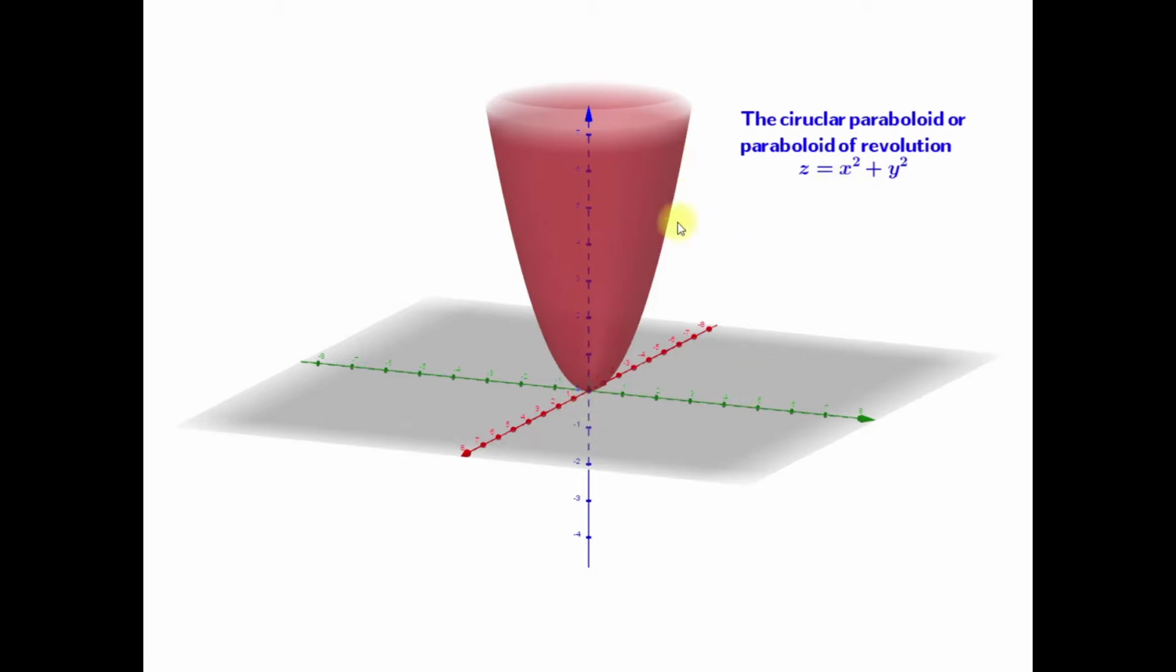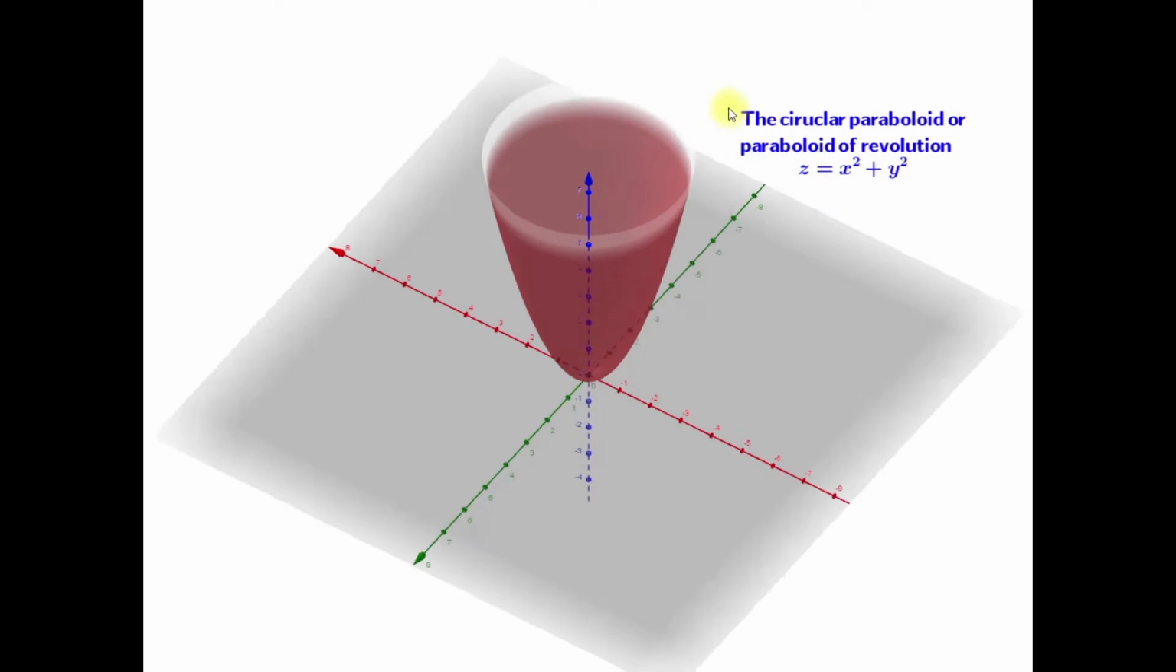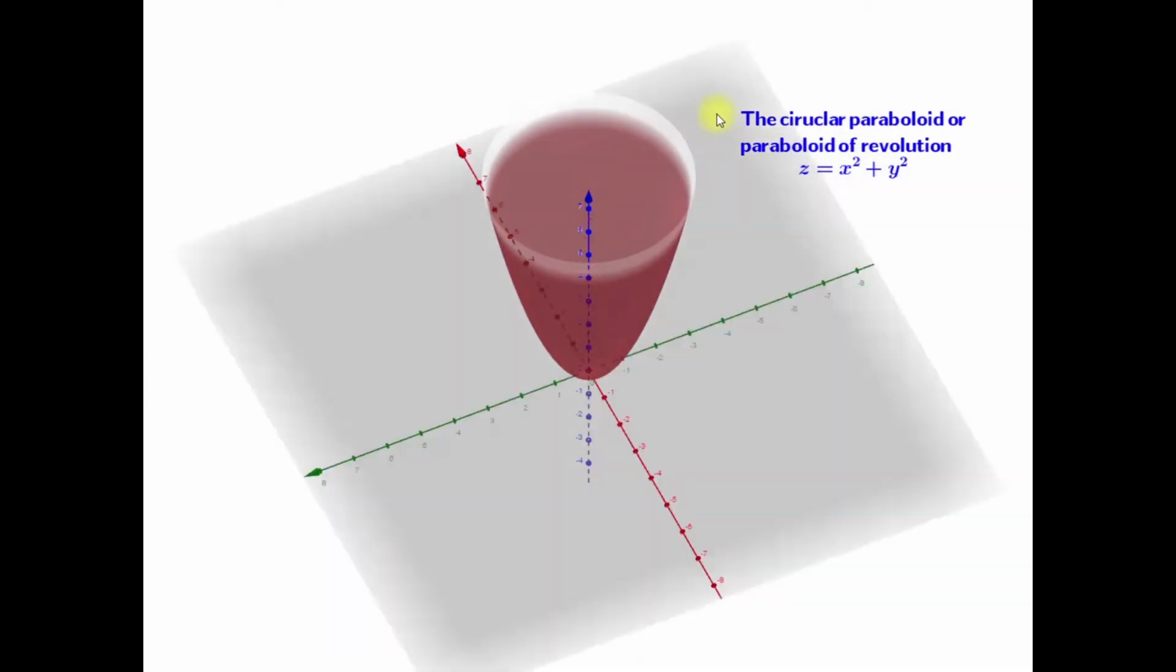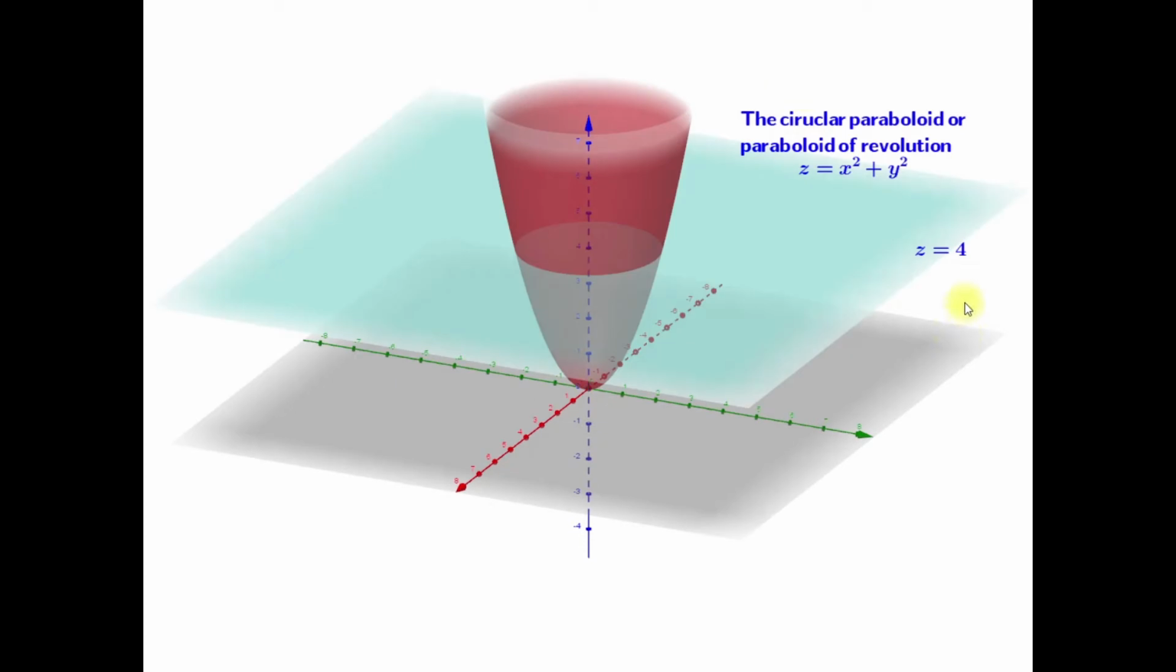and all the portion of the circular paraboloid lies above the xy plane because z is always greater than or equal to 0, because z is equal to the sum of squares of two real numbers x and y. The circular paraboloid looks like this. A portion of it is shown in the figure. Suppose we consider the intersection of the circular paraboloid with the plane z is equal to 4. Then the intersection of the surface with the plane z is equal to 4 gives a circle on the plane z is equal to 4.